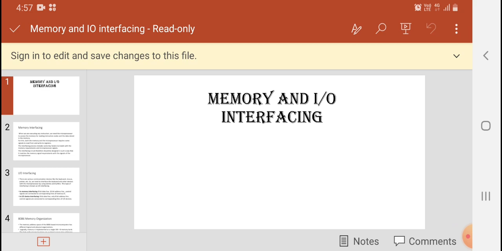So I/O is input output devices. Both memory and I/O, how they are interfaced with the 8086, plays a crucial role, and how you are mapping your memory and I/O devices. So that is what we are going to see in this PPT.